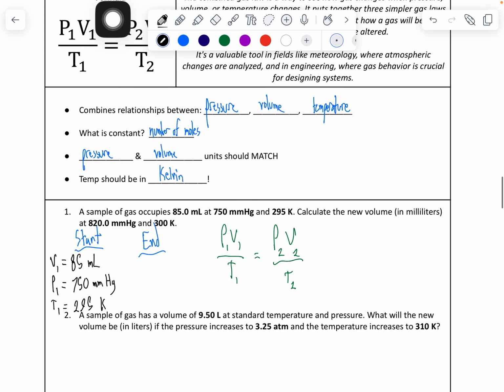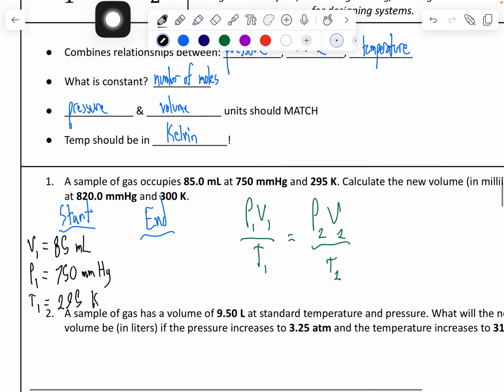Calculate the new volume. Okay, so what we're looking for is our volume. That ending volume. We do not know what V2 is. That's our unknown. But P2, what pressure is it at?